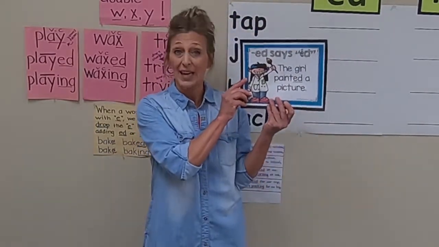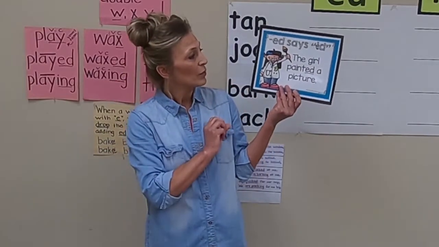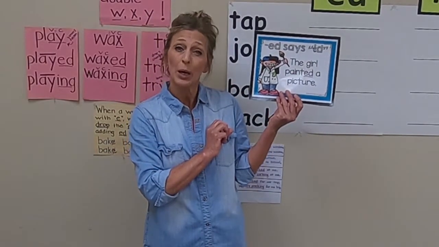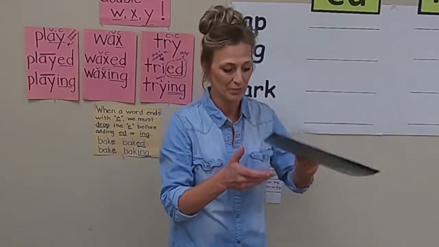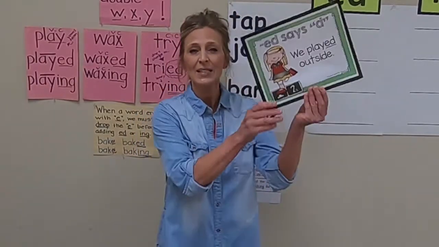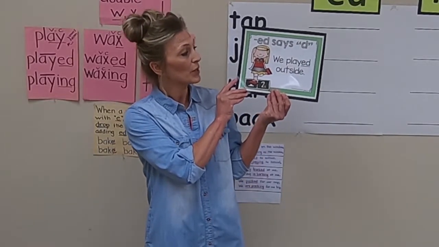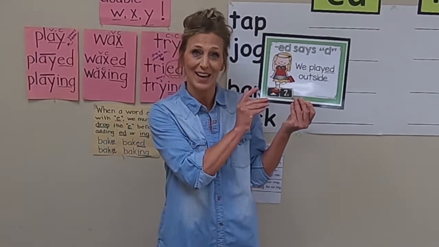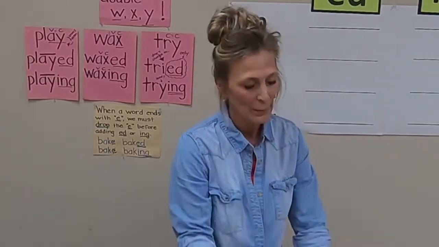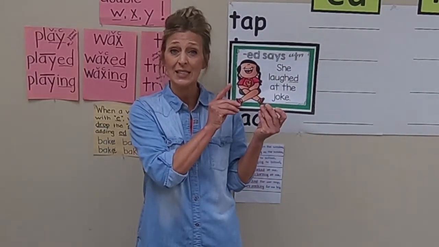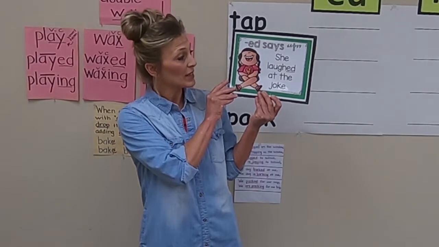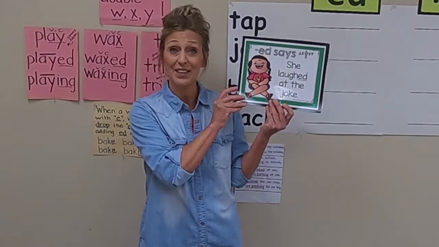The first sound, ed. For example, the girl painted a picture. Painted. The next sound is the d sound, the d sound at the end. For example, we played outside. And the last sound is the t sound. T. For example, she laughed at the joke.